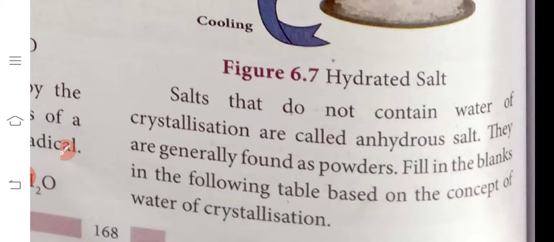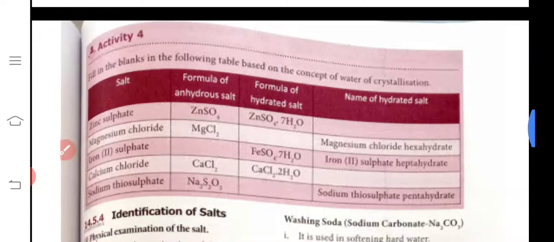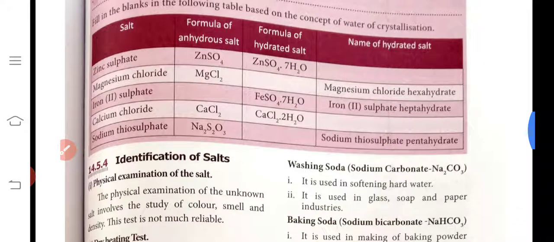Fill in the blanks in the following table based on the concept of water of crystallization. Here is the tabular column. You see this tabular column: name of the hydrated salt, you write it. First one, the formula for anhydrous salt is ZnSO4. Formula for hydrated salt, you write it, and the name of the hydrated salt. The hydrated salt is ZnSO4·7H2O. Okay, you write the name.